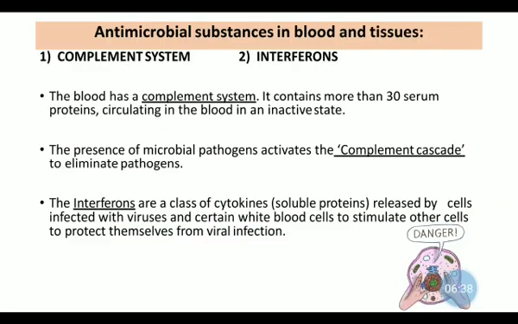Antimicrobial substances in blood and tissues. It has the complement system and interferons. Blood has more than 30 serum proteins. Microbial pathogens activate the complement cascade. It is a part of the immune system that enhances the ability of antibodies and phagocytic cells to clear microbes. Interferons are soluble proteins which protect from viral infections.